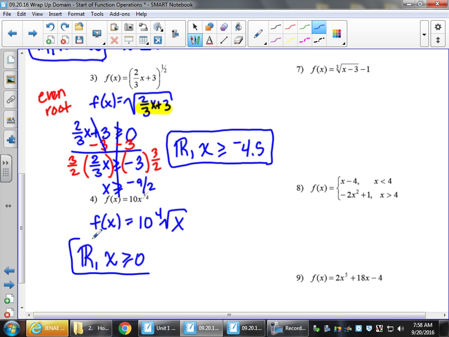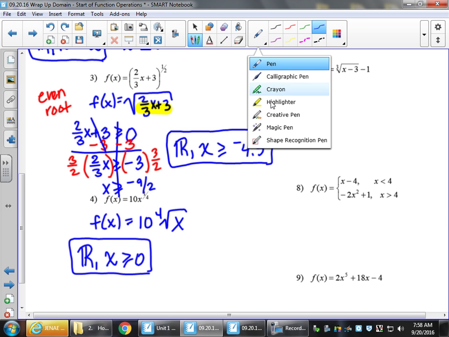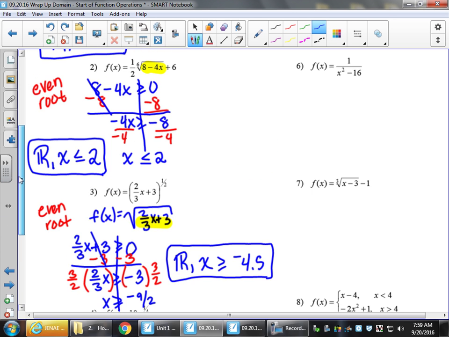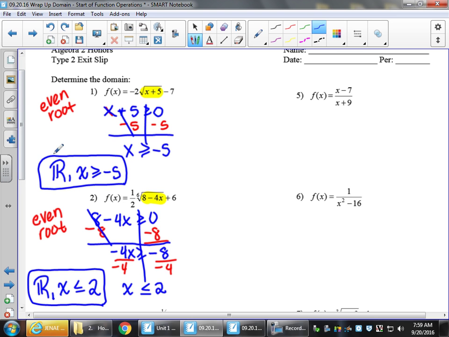Because if I highlight what's underneath the radical, what's the only thing there? X. So when I say let's set what's underneath the radical greater than or equal to 0, right away, if I do that, x greater than or equal to 0. Any solving? No, no solving. Great job. Number 5. What kind of function is this?